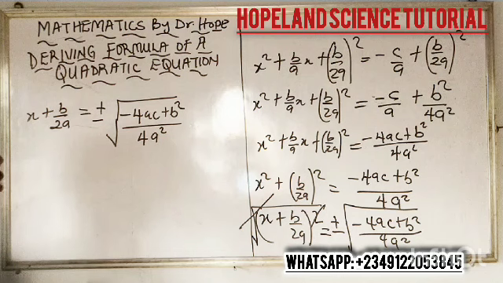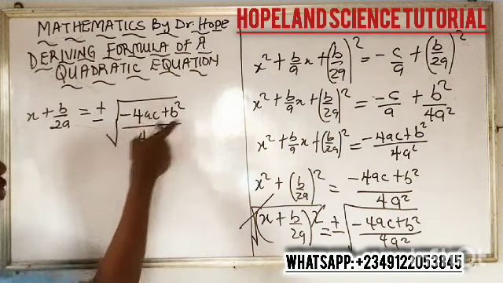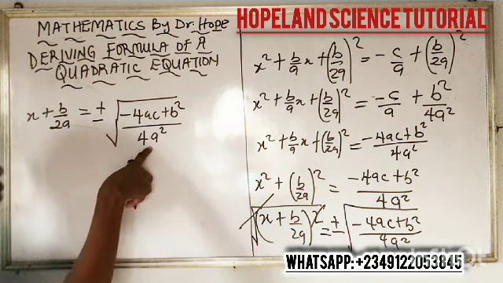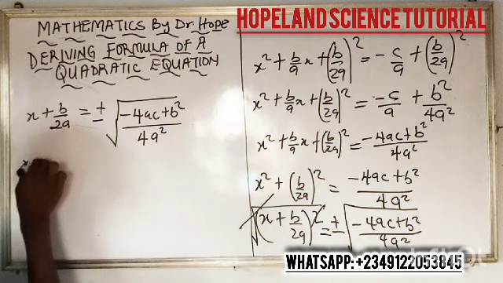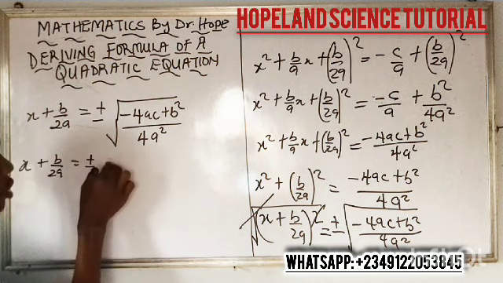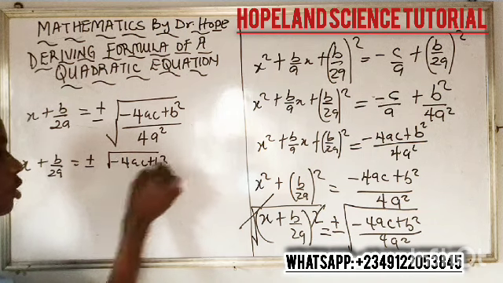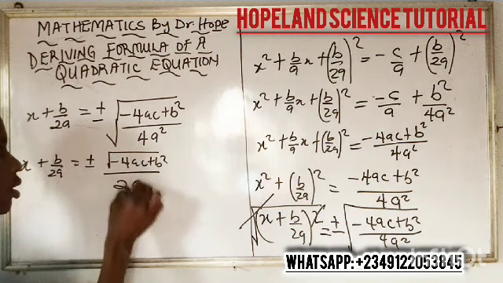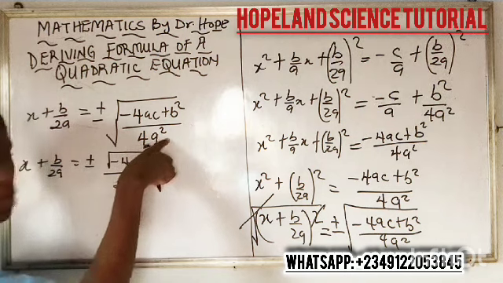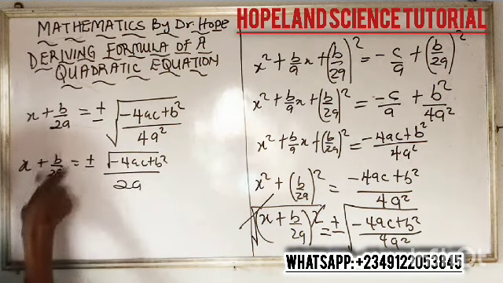Now let's continue. Of course you know that there's nothing we can do to this numerator, but we can do something to this denominator. Now we can say that x plus b over 2a equals plus minus the square root of minus 4ac plus b squared all over 2a, because the square root of 4 is 2, and the square root of a squared is a. Now at this point we take this to the other side.